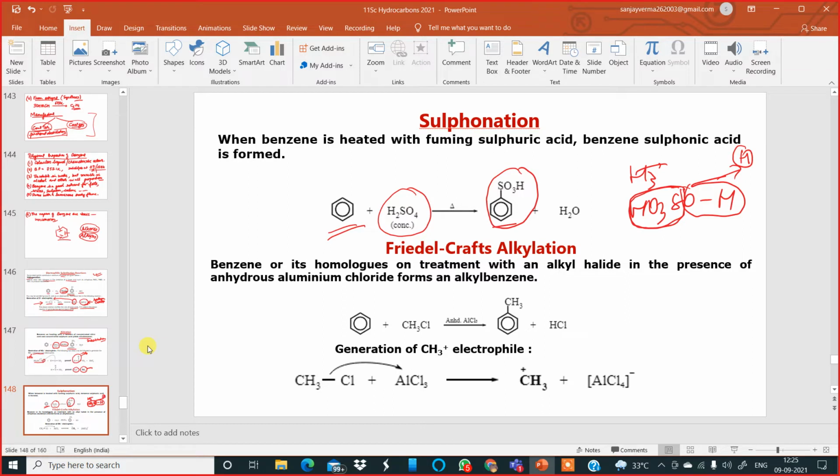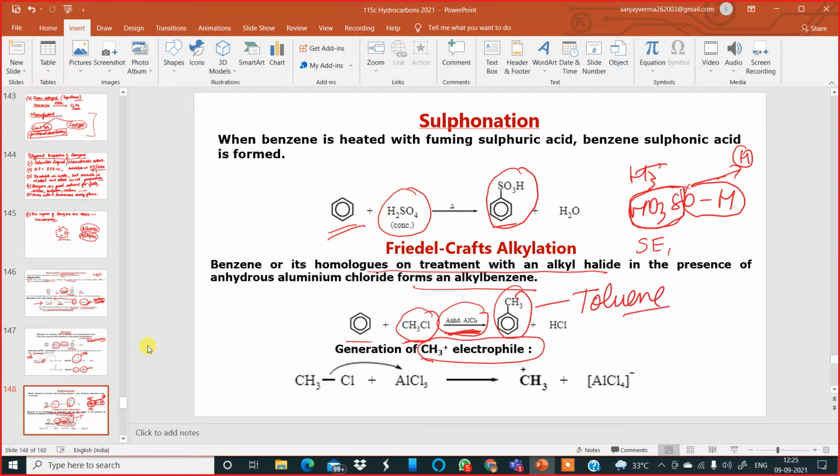Now after that, we can use benzene or its homologues on treatment with alkyl halides like methyl chloride in the presence of anhydrous aluminum chloride to produce alkyl benzene. So if you react benzene with methyl chloride in the presence of aluminum chloride, the purpose of the aluminum chloride, the Lewis acid, is to generate an electrophile, that is CH3 plus. So again it is an electrophilic substitution reaction. It is forming toluene. This is methyl benzene, which is called toluene.